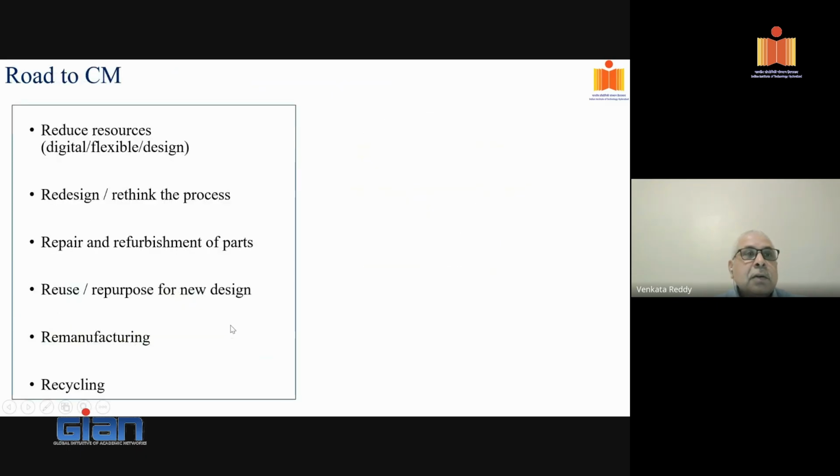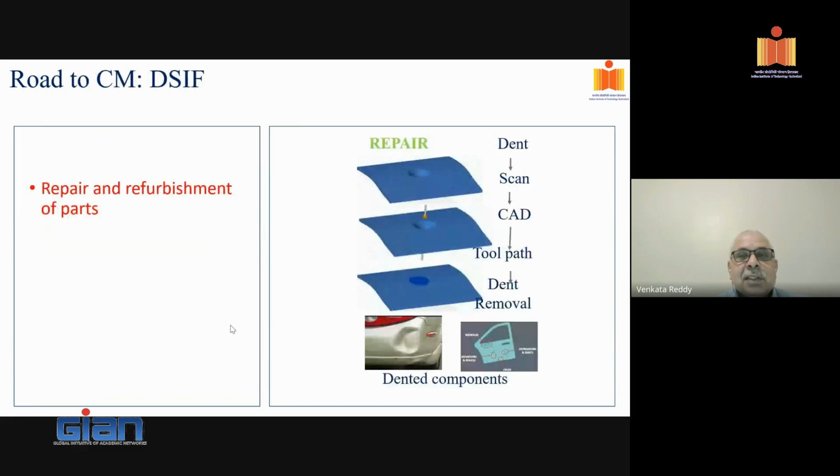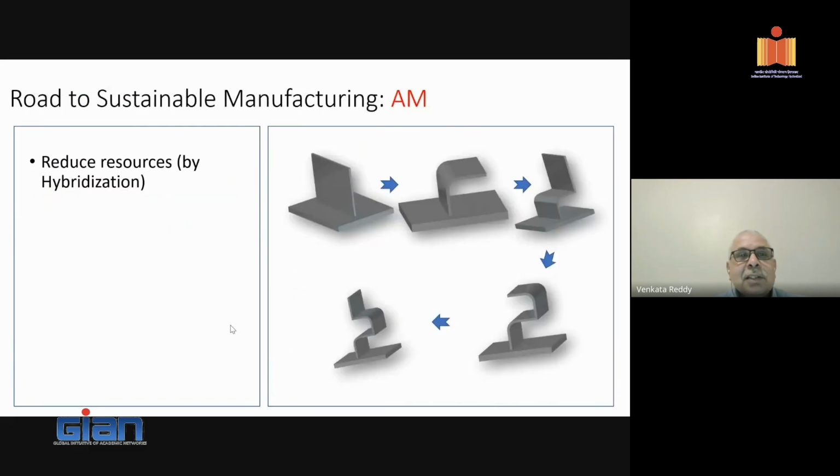Now, the road to circular manufacturing: reduce resources, redesign, rethink the process, repair and refurbish, reuse, repurpose for new design, remanufacture, recycle. Now, I'll skip some of these slides for the time constraint.